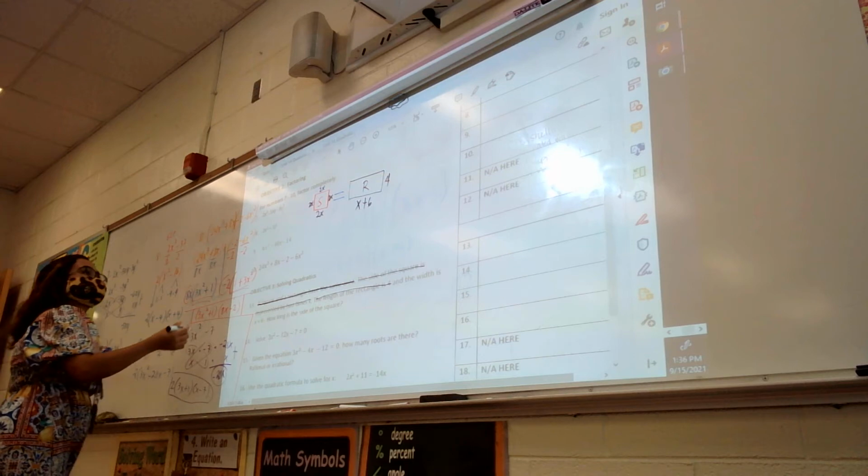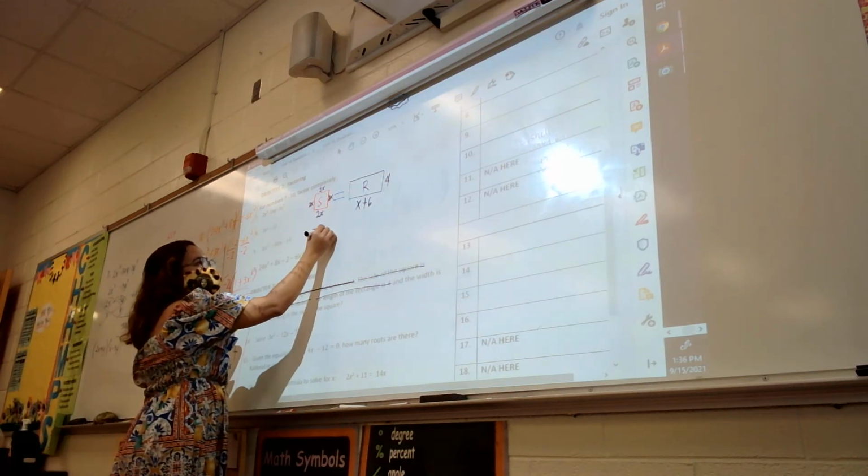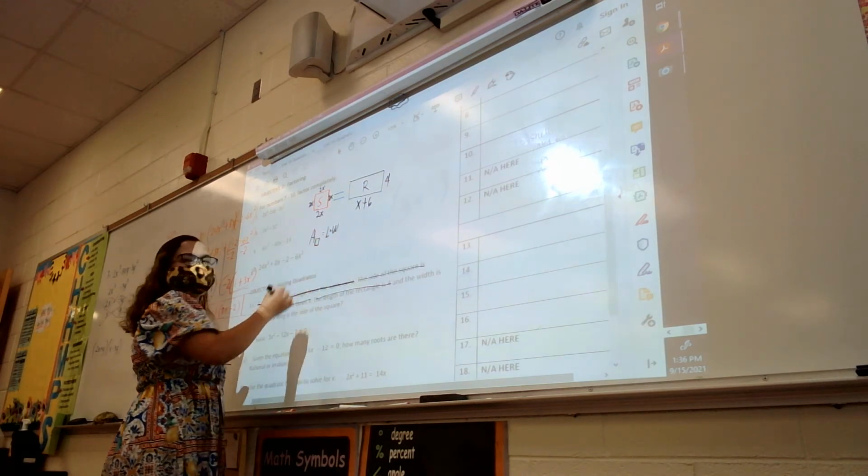Next. So area. What's the area of a square? Base times height. Length times height. If you want to do that, length times width.